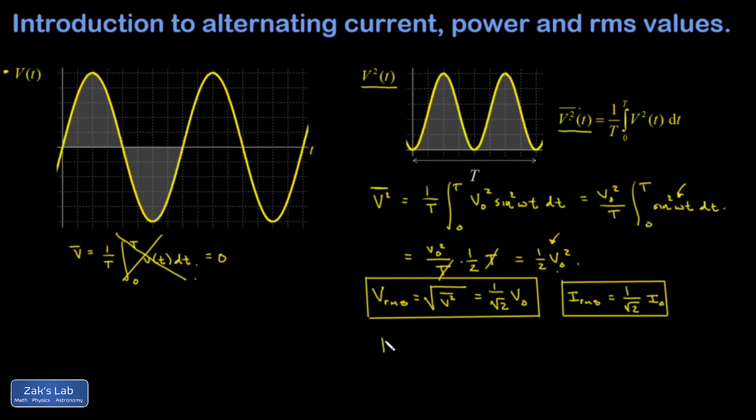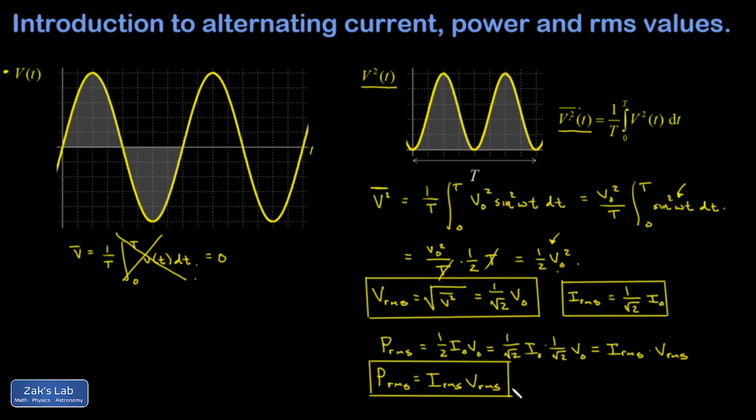Finally, we had just discovered that the average value of power is given by 1/2 I naught V naught, but I could rewrite this as 1 over root 2 I naught times 1 over root 2 V naught, and then I discover the average value of power is really just the product of my RMS current and my RMS voltage. So these RMS definitions get us back to the original definition of power as I times V. It's just in an average sense now.